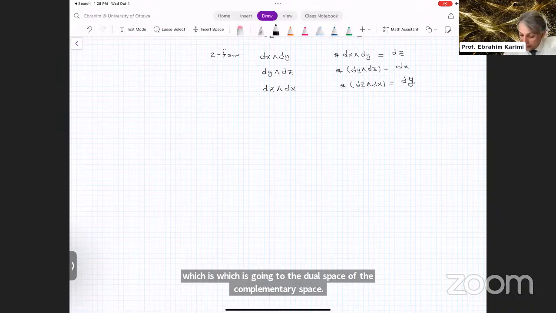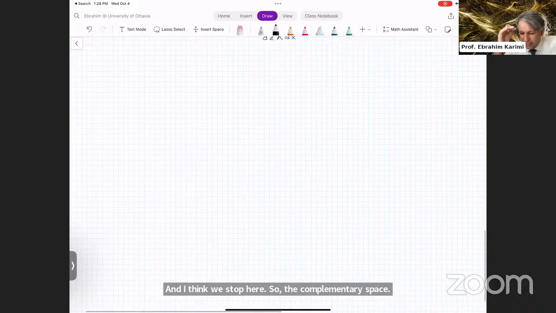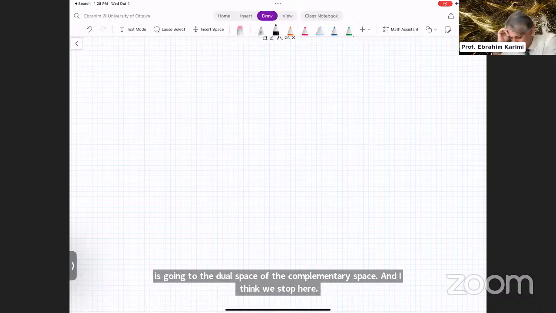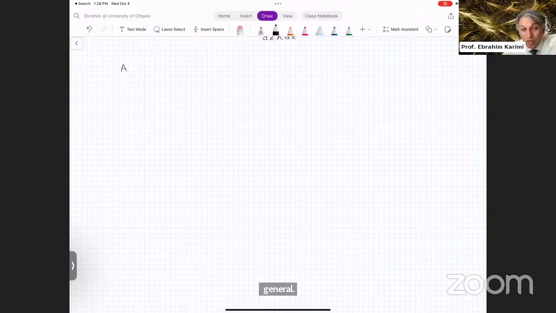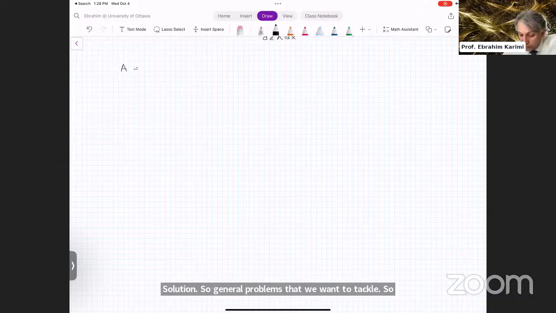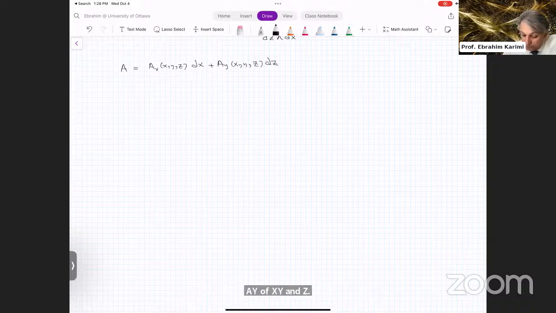So now let's consider that I have two, and I think I made an example as well, if I'm not mistaken. But now let's go with some general problems that we want to tackle. Assuming that we have two one-form differentials, for example, ax(x, y, z) dx plus ay(x, y, z) dy plus az(x, y, z) dz.